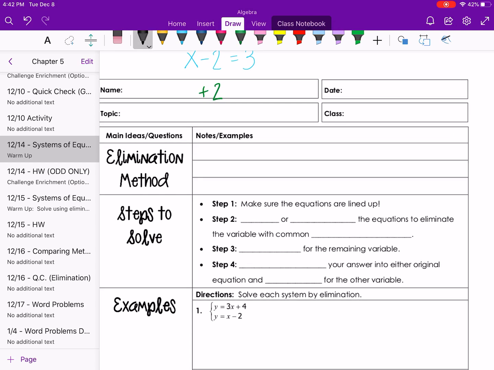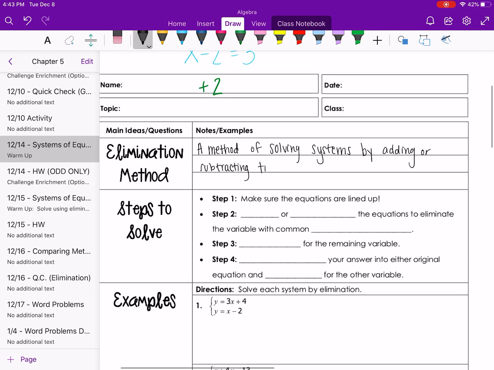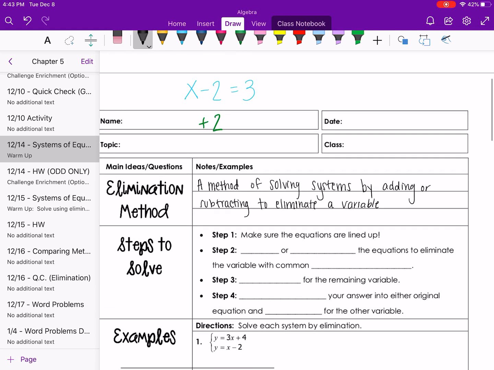So the definition of elimination method is a method of solving systems by adding or subtracting, and that's my opposite operation there, to eliminate a variable. So in its most basic form, we eliminated this negative 2 by doing the opposite operation, and that's gone. So that's what the entire elimination method focuses on.